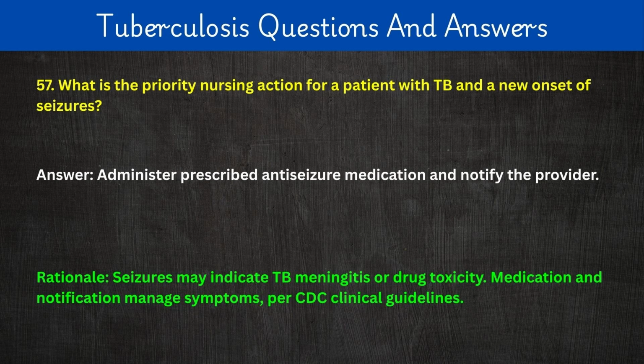57. What is the priority nursing action for a patient with TB and a new onset of seizures? Answer: administer prescribed anti-seizure medication and notify the provider. Rationale: seizures may indicate TB meningitis or drug toxicity. Medication and notification manage symptoms, per CDC clinical guidelines.